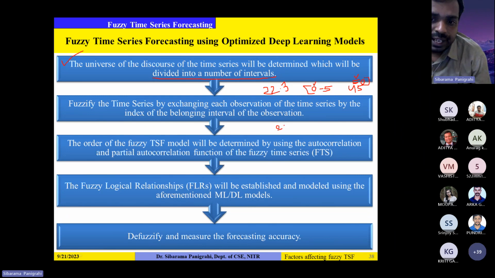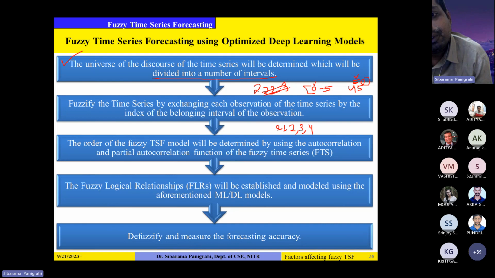Then 10 to 20, the interval index is 1. 20 to 30, the interval index is 2. Then 30 to 40, the interval index is 3. 40 to 50, the interval index is 4. Now you see 22.3 is an observation, so you will replace it with 2.